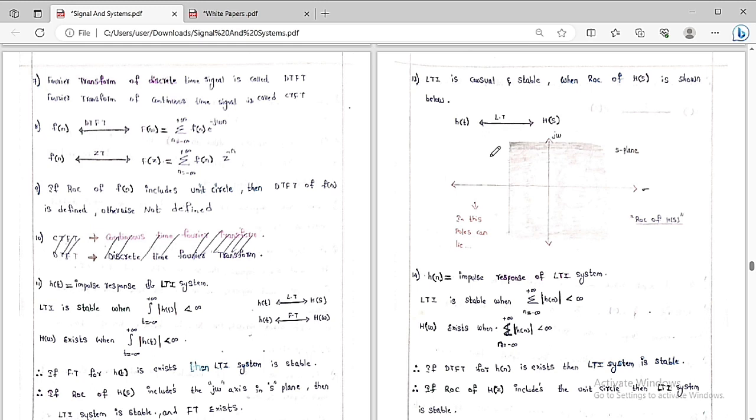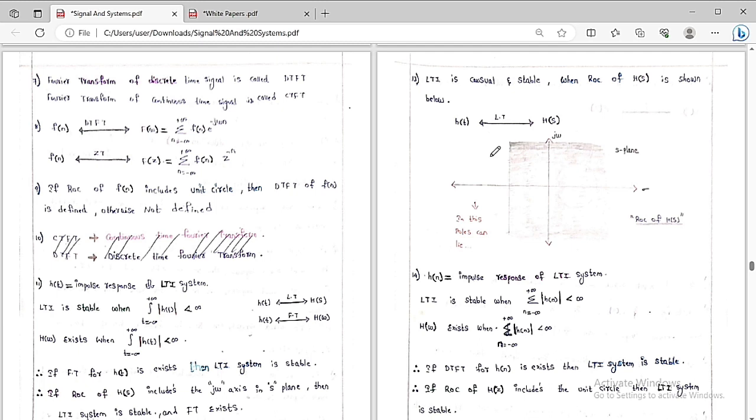Then only you can say the system is stable. So here this system is both causal as well as stable, which means H of t is equal to 0 for t less than 0, as well as H of t is absolutely integrable. Then what are the consequences which are going to happen?